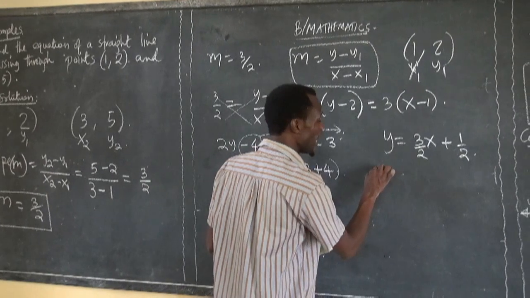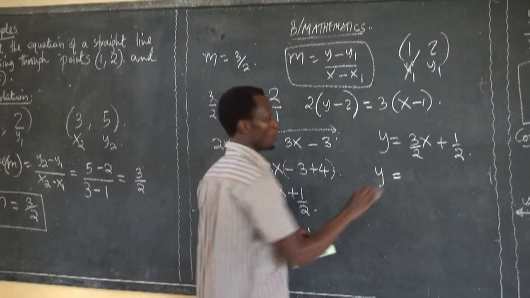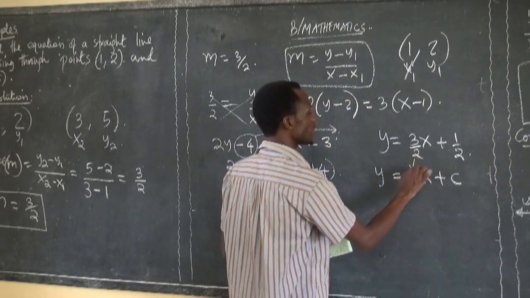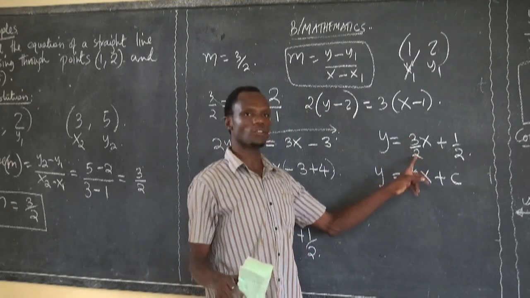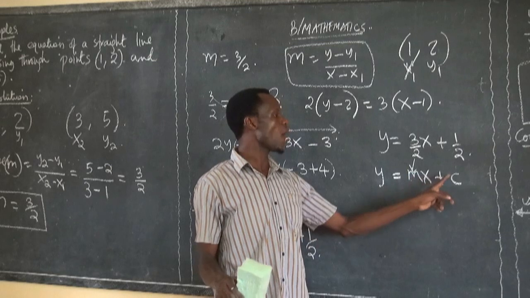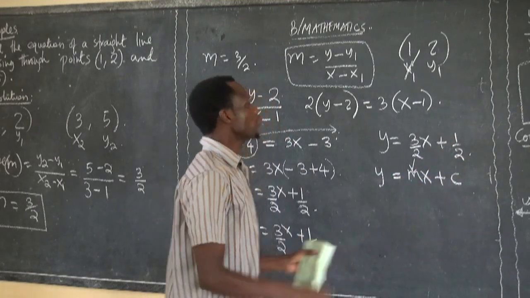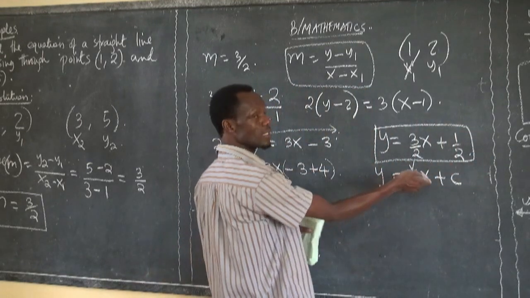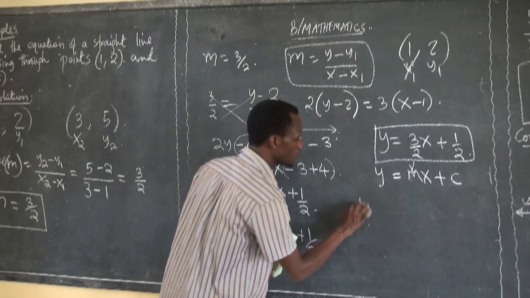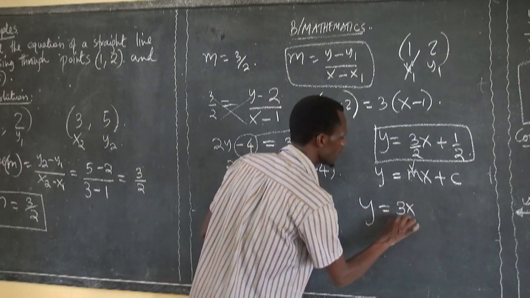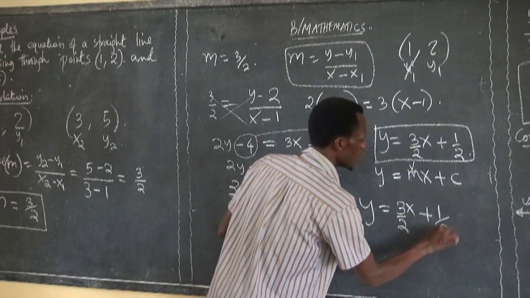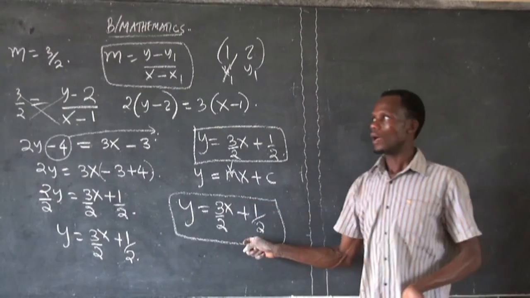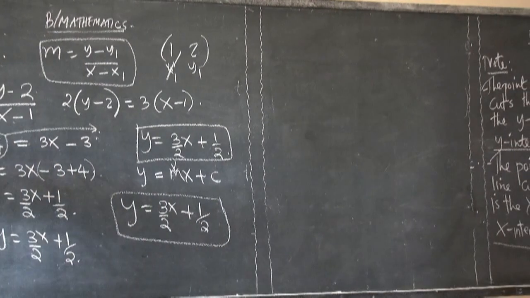You can see our equation is now written in this form, mx plus c. Remember, m is the slope. Now the slope is equal to 3 over 2, and it is here. And this is the y-intercept, 1 over 2. This is what we call an equation of a straight line, because it is written in this form. Now, we can conclude by saying y is equal to 3x over 2, then plus 1 over 2. This is the equation. So the question was all about finding the equation of a straight line.